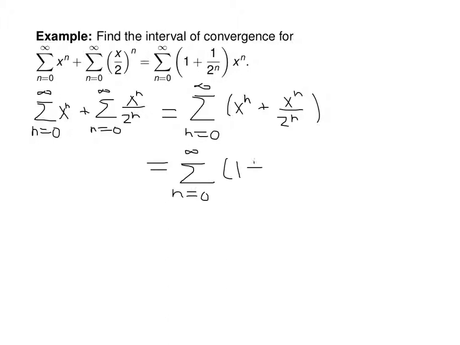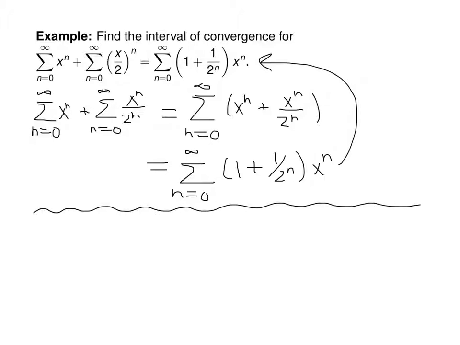So that gives us 1 plus 1 over 2 to the n times x to the n, giving us this. And I think that's always going to be required, that you always factor out greatest common factors. Now let's find the interval of convergence.